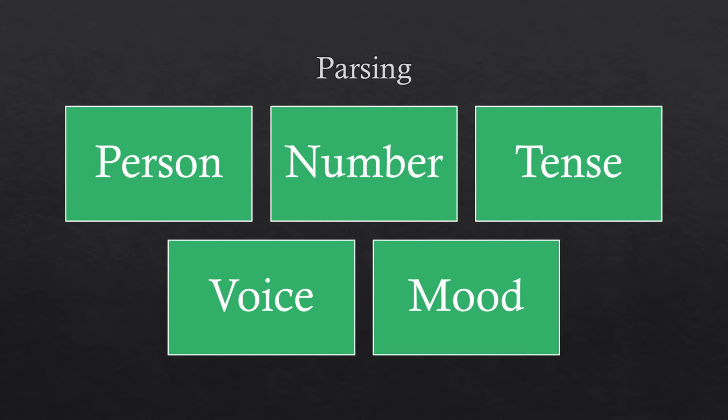Say them out loud with me. Person, number, tense, voice, mood. Again. Person, number, tense, voice, mood. As I mentioned before, it is crucial that you internalize the process of parsing as soon as possible. To frame our discussion of translation, we will move through each of these attributes in reverse order.